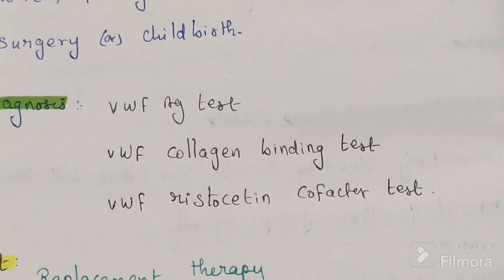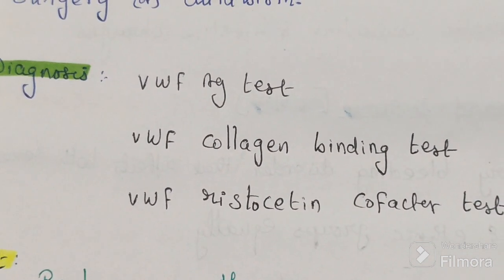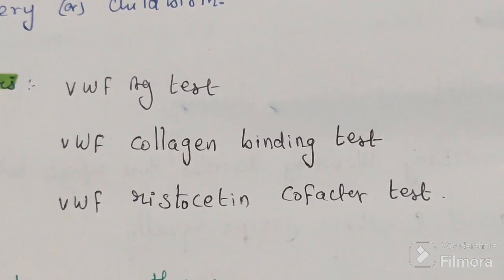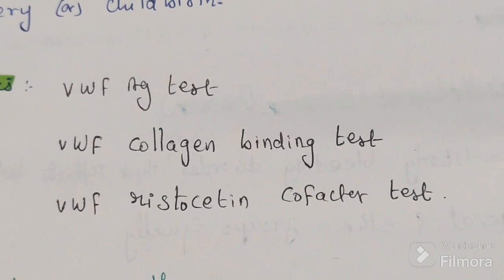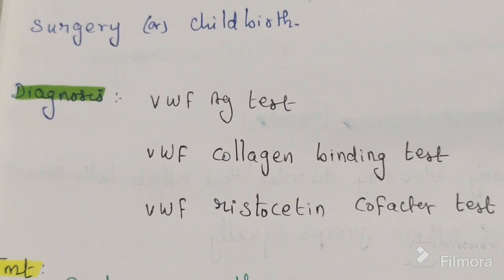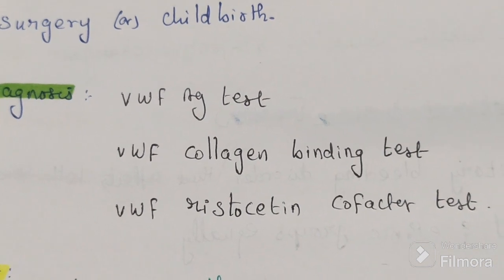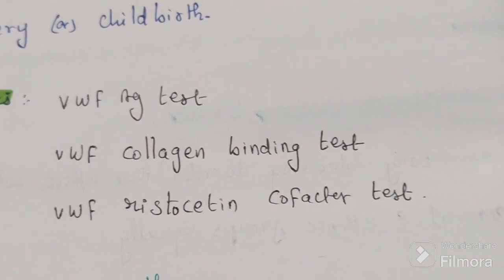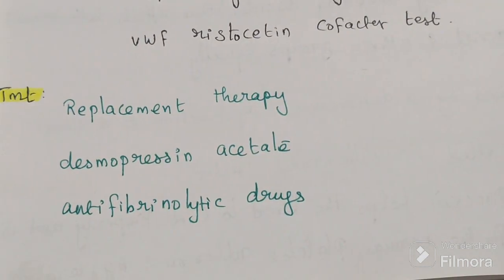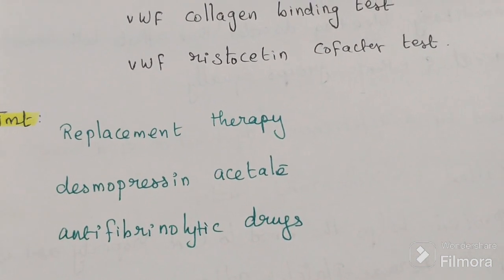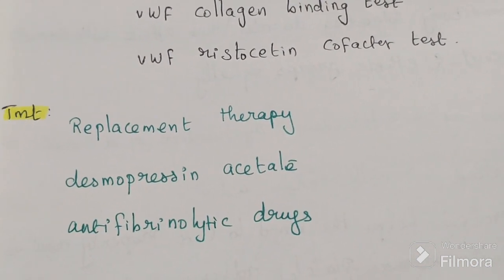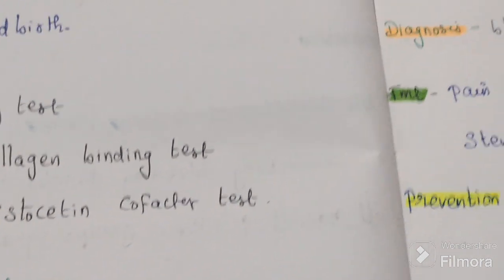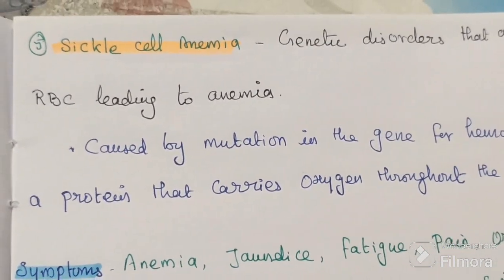Diagnosis: VWF antigen test, von Willebrand collagen binding test, von Willebrand ristocetin cofactor test. So these are the tests we can use. Then treatment: replacement therapy, desmopressin acetate, and antifibrinolytic drugs we can use.